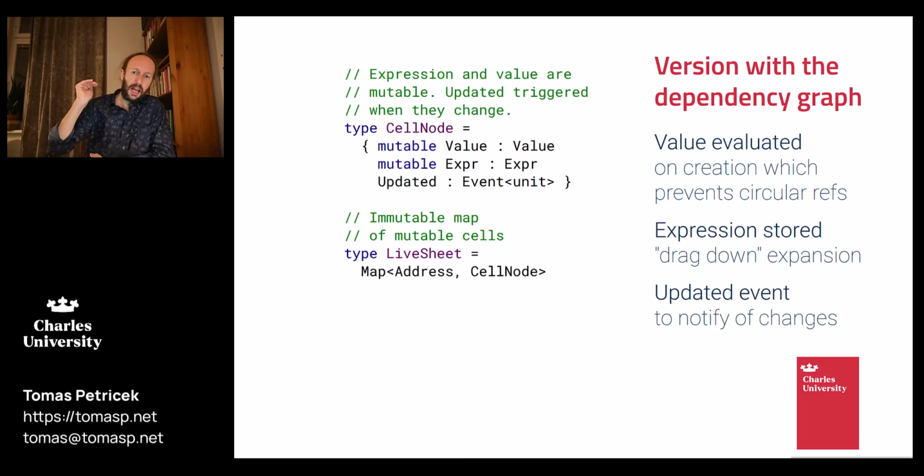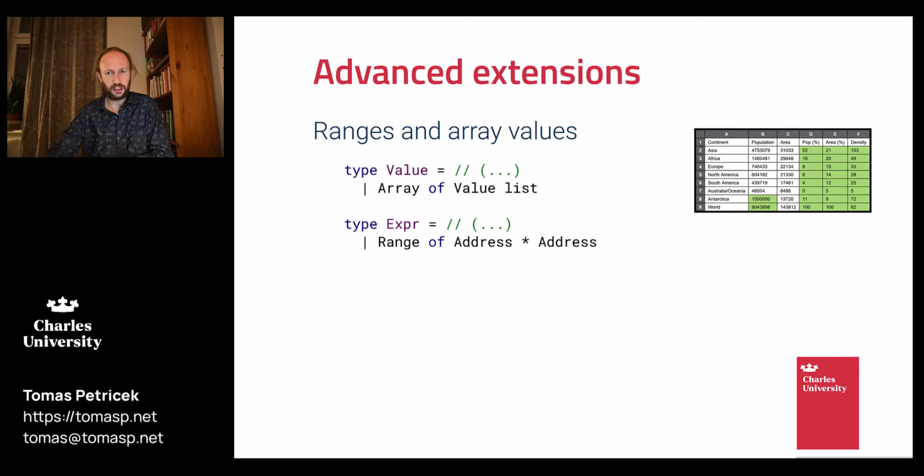But what will happen now is that the expression, when you update this, will always immediately evaluate, and we will set the result of a value to the new value. And then the cell node also has an event called updated, and the event will get triggered whenever the value changes. So then other cell nodes can listen to the event, get the new value, and recompute their own values in turn.